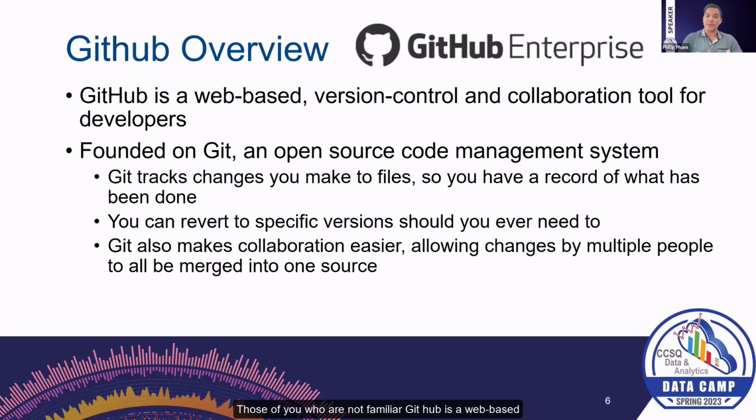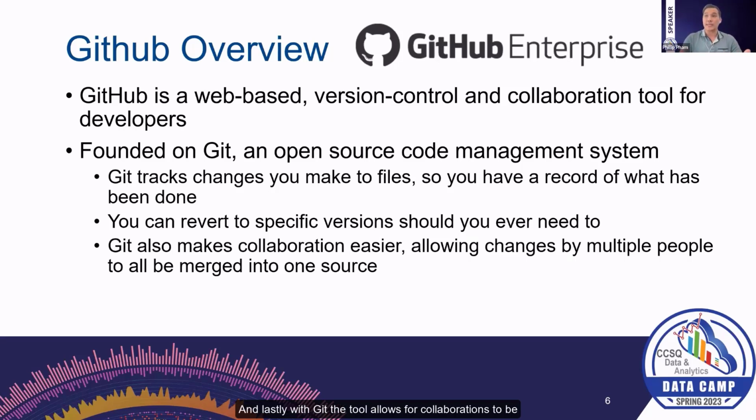For those of you who are not familiar, GitHub is a web-based version control and collaboration tool for developers. The entire product is founded on the premise of Git, which is an open source code management system. Git allows you to track changes that you make to files so that you have records of all of the changes to your code and in your repo over time. That also allows you to revert to specific versions of files should you ever need to, if there was a bug or if there were changes in direction with features and functionality.